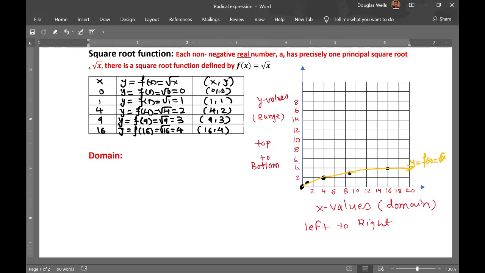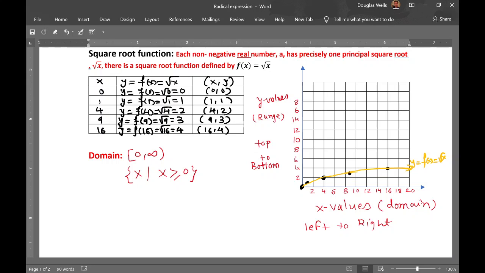x equals 0 gives you 0. But when you choose 1 as an x, y is 1. 4 as an x, y is 2. So the domain comes from the x-axis. It starts at 0 and keeps going up to infinity. So your domain is from 0 to infinity. Another way to write it is the algebraic notation x such that x is greater than or equal to 0.